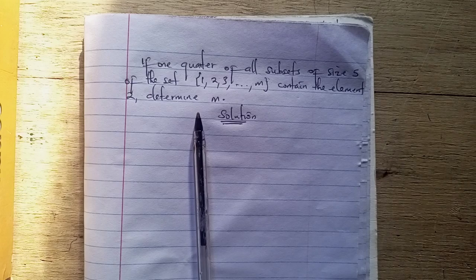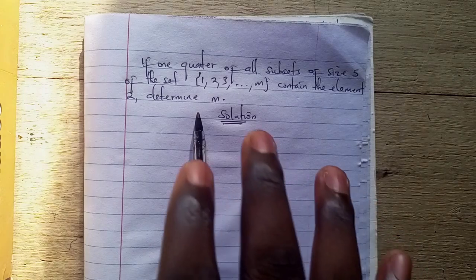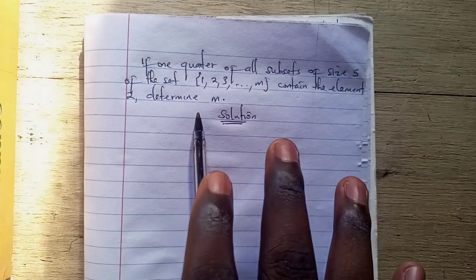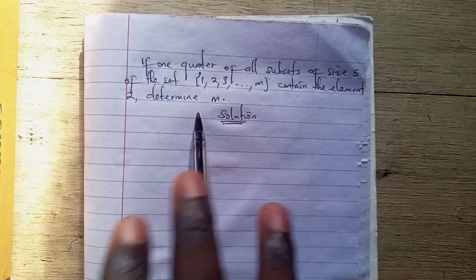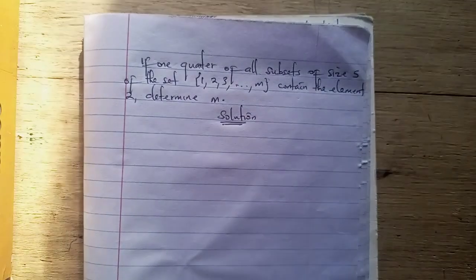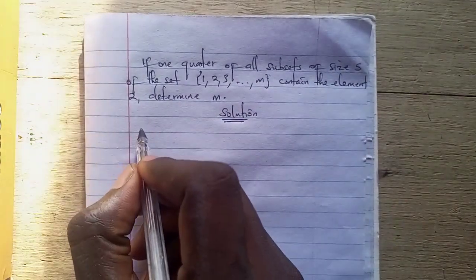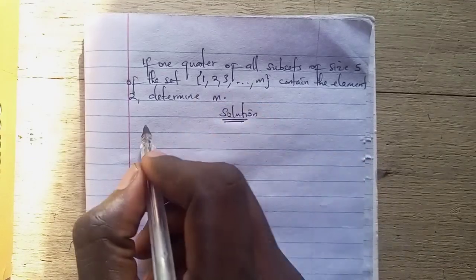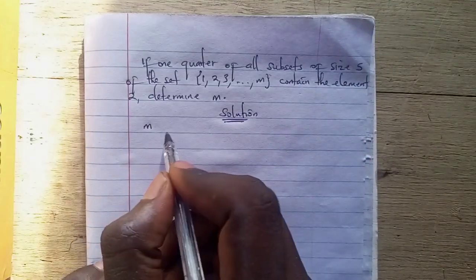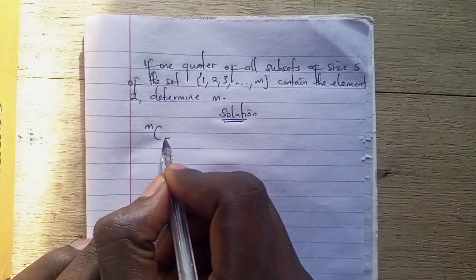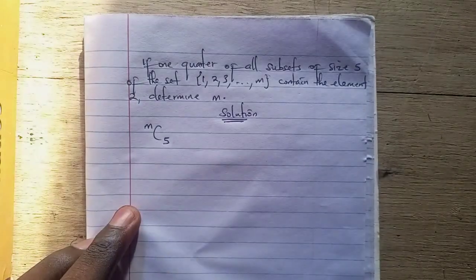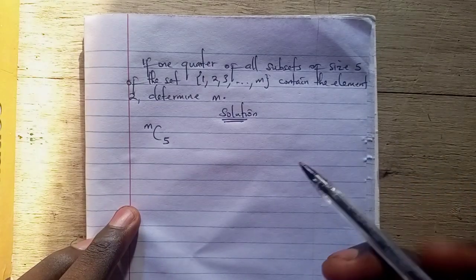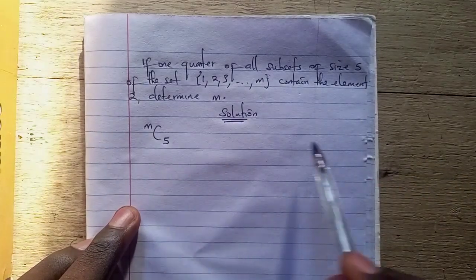In combination, we only count objects without regarding the order of arrangement. Simply put, in terms of sets, like I said before, 1, 2, 3 and 2, 3, 1 are all the same thing. So what is the formula for combination? In this case, we have a total of m elements here. So out of m elements, we are choosing 5. I want to see all the total possible subsets of this set that have just 5 elements in them.